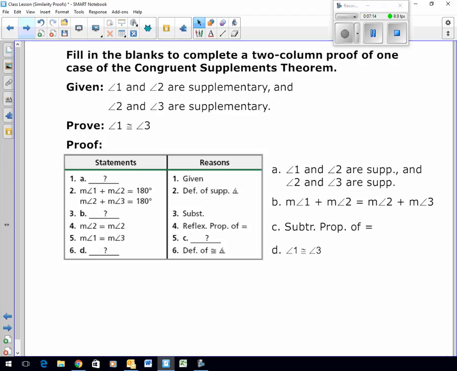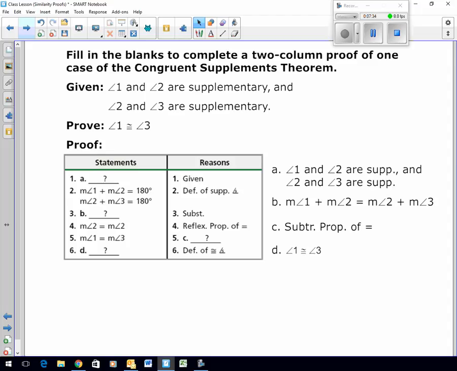But it was a short one. Okay? Here is a more appropriate example of what you'll see. Fill in the blanks to complete a two-column proof of one case of the congruent supplements theorem. Angles 1 and 2 are supplementary, and angles 2 and 3 are supplementary. Angle 1 is congruent to angle 3.